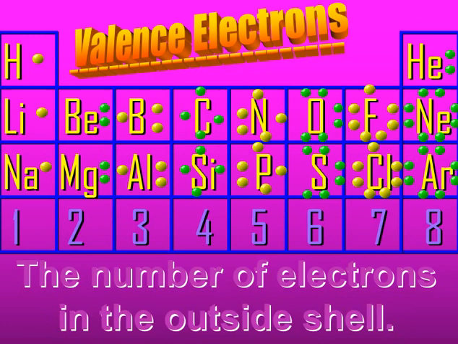Group 8 is also called the zero group because it takes part in no chemical reactions. It does not take part in any chemical reaction because of the complete outermost shell.